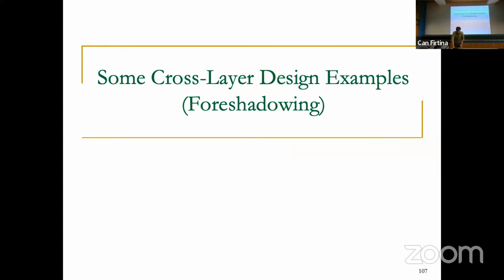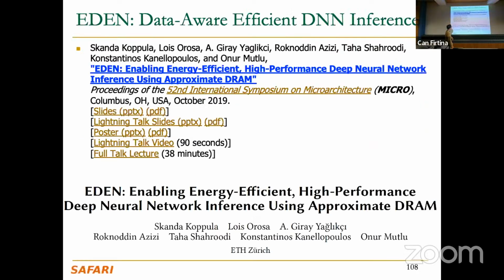And as examples of cross-layer designs, we talk about hardware-software cooperation, but there are many different examples that we will show over the course of this semester. Let me go very quickly over some of them. IEDM is an idea to make deep neural network inference more energy efficient and higher performance.